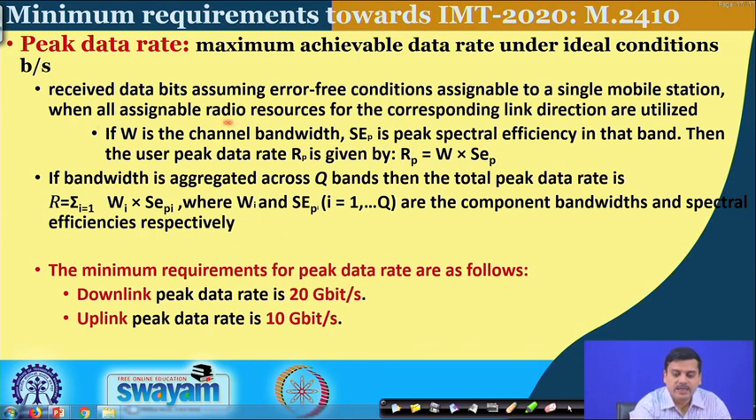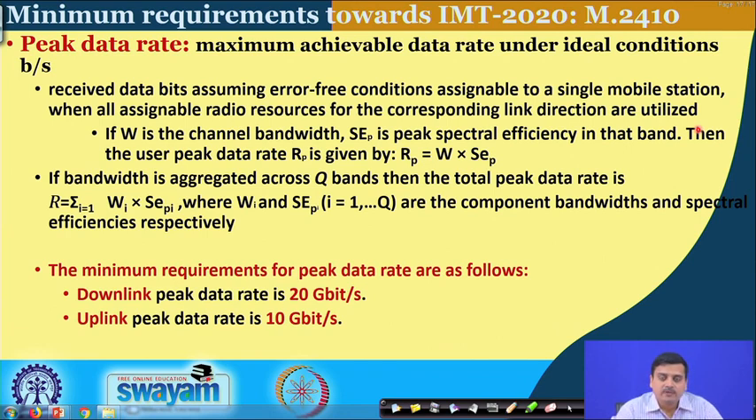So, when all the assignable radio resources for the corresponding link direction are utilized, this is very important. If I am talking about downlink, in that case if all the radio resources are given to a single mobile station, then all the bits that could be transmitted and received without error would be the peak data rate.